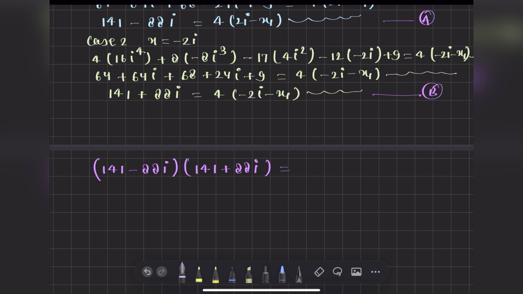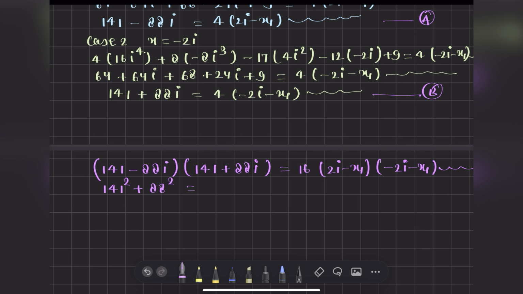Now RHS, 4 into 4 becomes 16. Now look at this, it is 2 iota minus x1. I'll play with the first one only. Okay, and the remaining thing you can understand, minus 2 iota minus x1. Now be super slow. If you observe the LHS, it is (a plus b)(a minus b), so it is a square minus b square. So it is 141 square minus 88 square iota square. So iota square is minus 1, so it is plus 88 square.